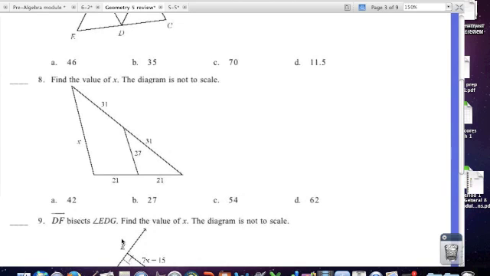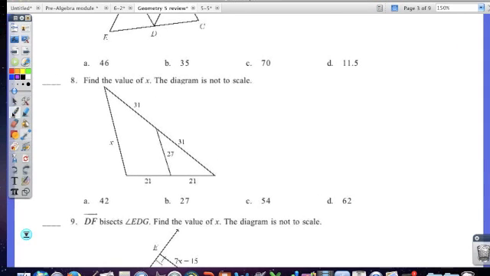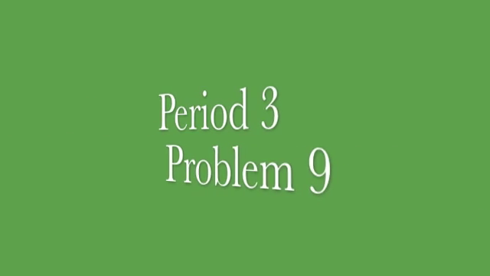Find the value of x. The diagram is not to scale. So they want us to find x. And while the diagram is not to scale, I can tell that this must be a midpoint, correct? Because the two segments there are equal.